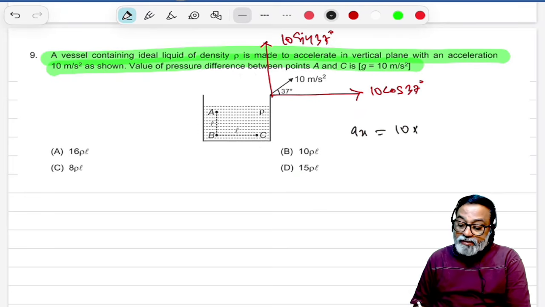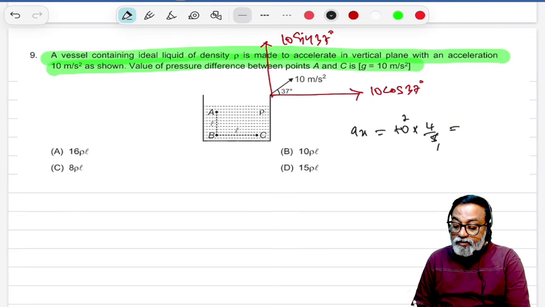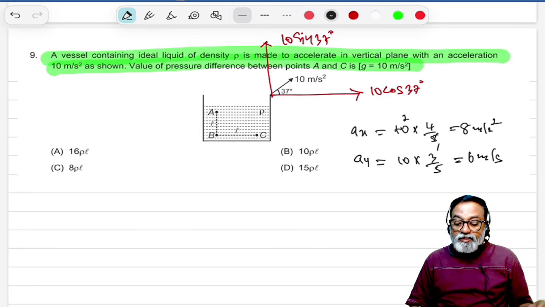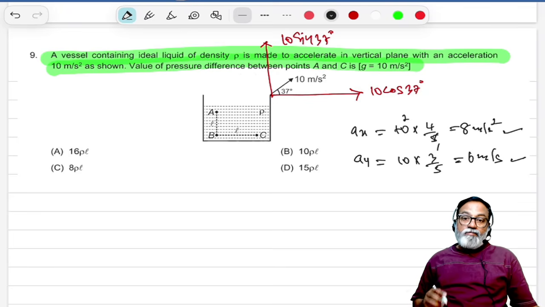See, cos 37 is 4 by 5. Therefore, 5 ones are 5, 2 fours are 8. This is 8 meter per second square. And vertical acceleration is 10 sin 37, that is 3 by 5. Therefore, 6 meter per second square. So horizontal acceleration is 8, vertical acceleration is 6.